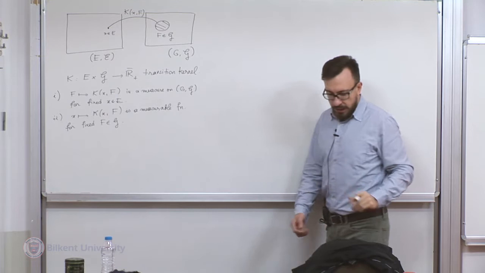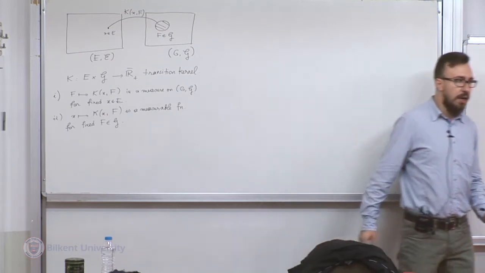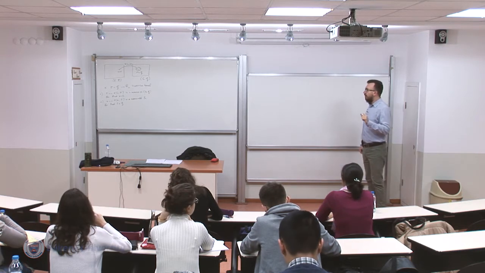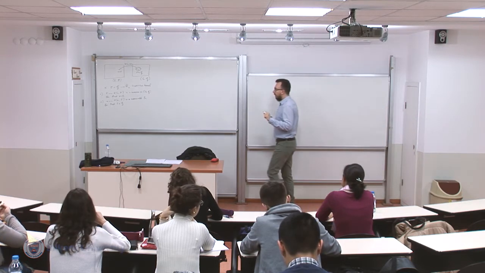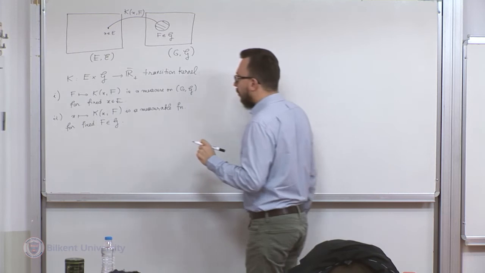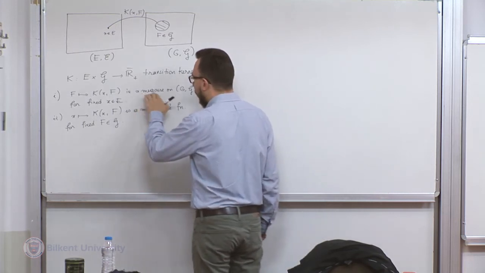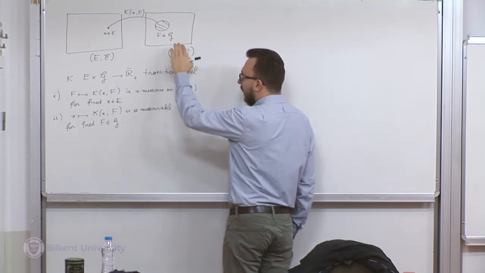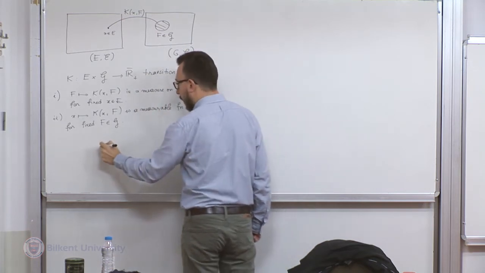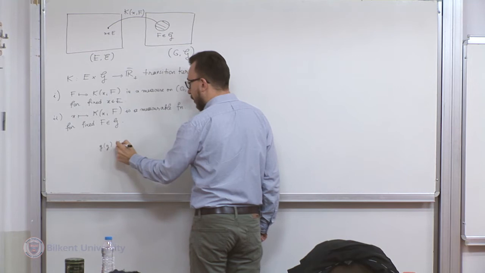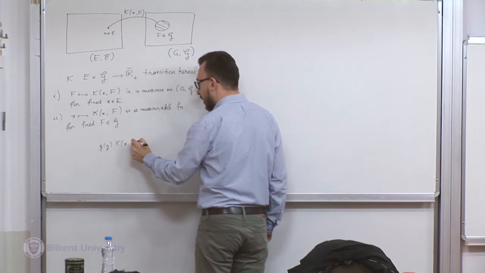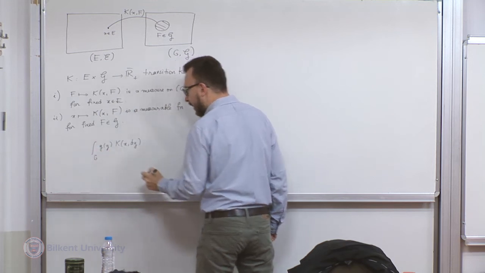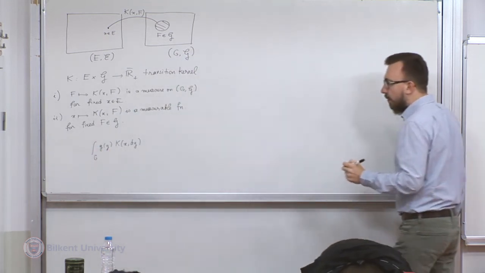So you can use it as a measure if you fix the first variable. You can use it as a random variable if you fix the second variable. And indeed, you can do integration with that. So if you have a measurable function on the second space, you can use this as a measure for fixed x. So this becomes an integral over G.